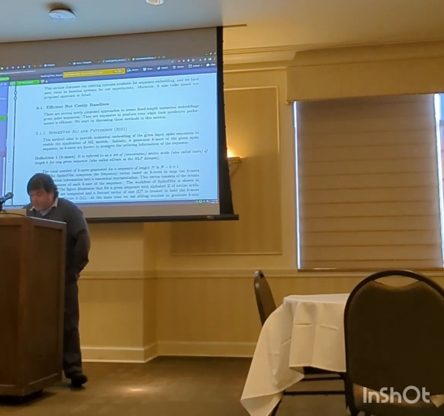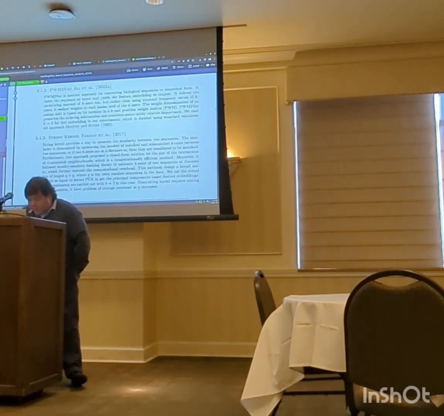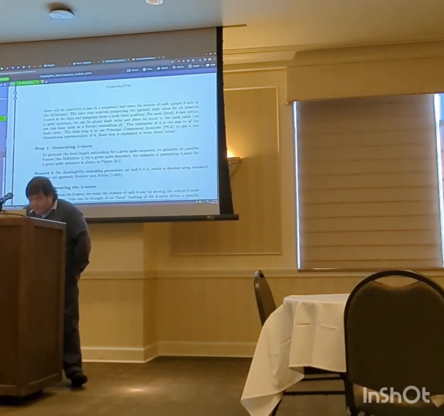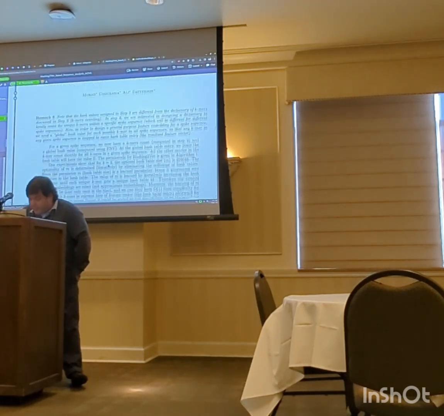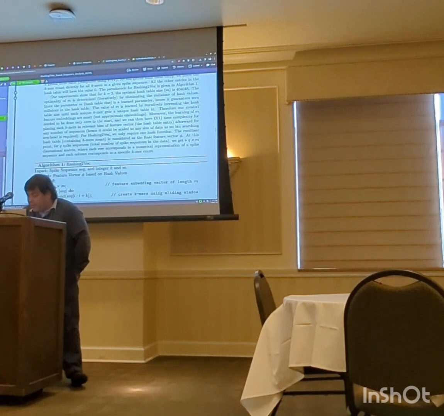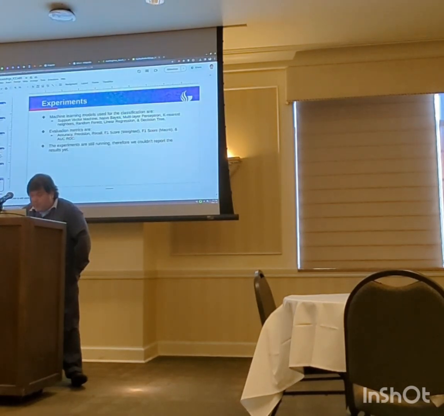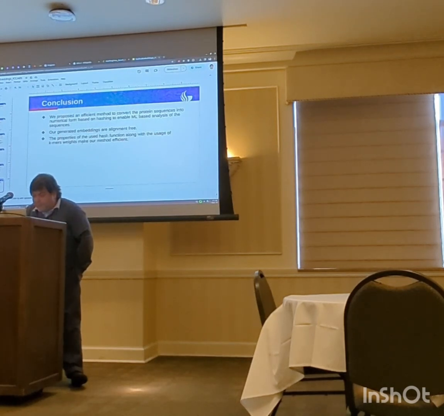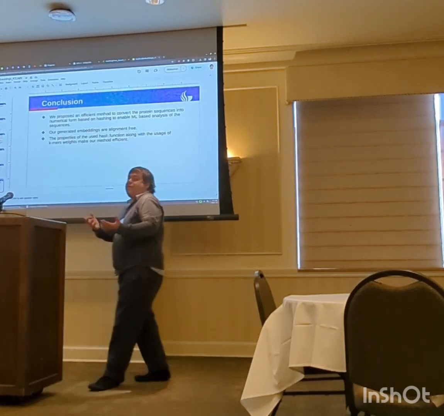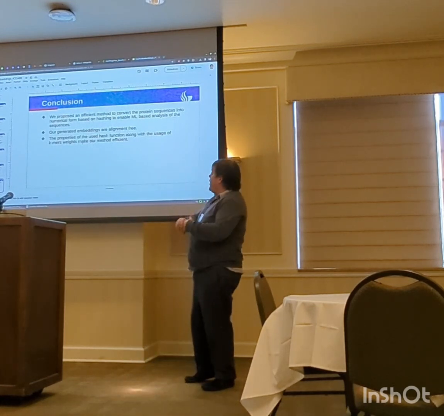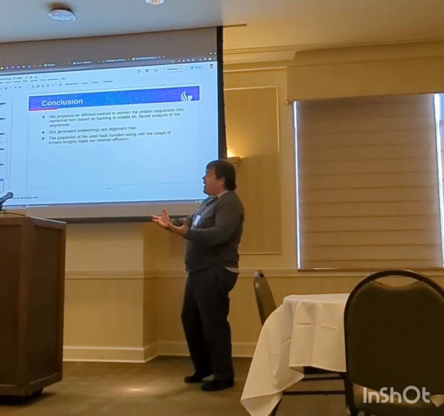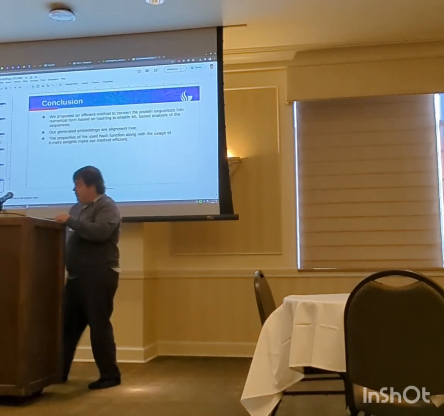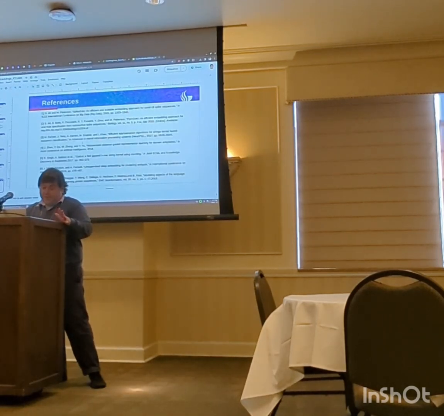But we may have used several data sets, including... I guess I'm running out of time. So with that in mind, we generated an alignment-free feature vector representation based on hashing and k-mers, and the experiments are still running. And here are references that are sort of relevant, and that's it.